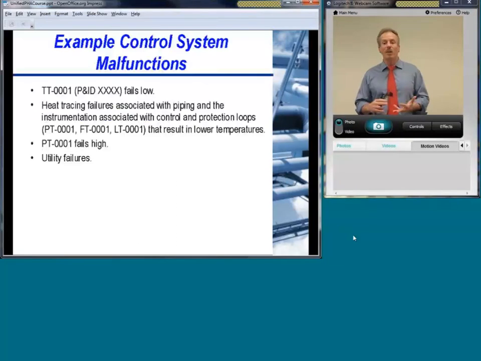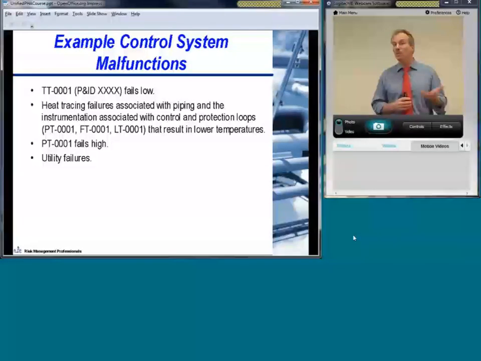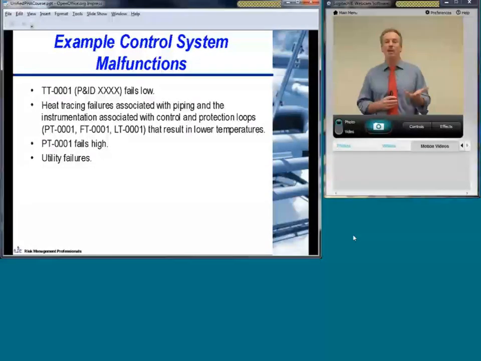The first bullet is a temperature transmitter failing low. A lot of times multiple control actions are coming off the same temperature transmitter, so you don't want to necessarily just list the valves that fail. You want to dig down and make sure that you've come to the root control item, transmitter, or other processor that's feeding all this equipment that could fail and cause problems.